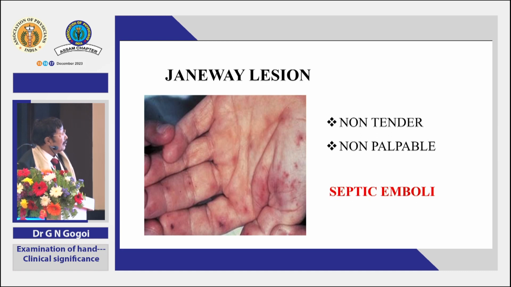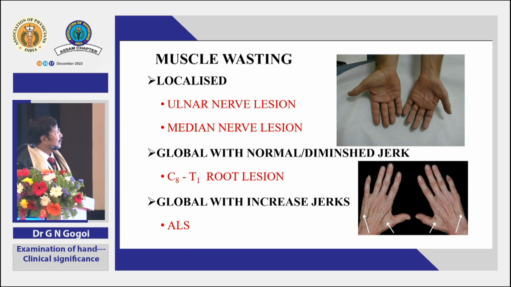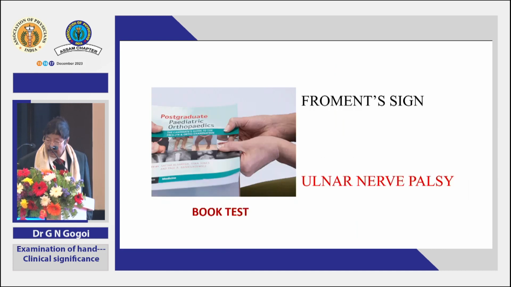Then in contrast to Osler's node, Janeway lesions are non-tender, non-palpable, and they are because of septic emboli found in bacterial endocarditis. Then we examine the muscle for wasting of the thenar and hypothenar eminence because of ulnar and median nerve lesions. It can be global wasting with diminished jerks, C8 to T1 root lesions, or it can be global wasting with increased jerks, amyotrophic lateral sclerosis.